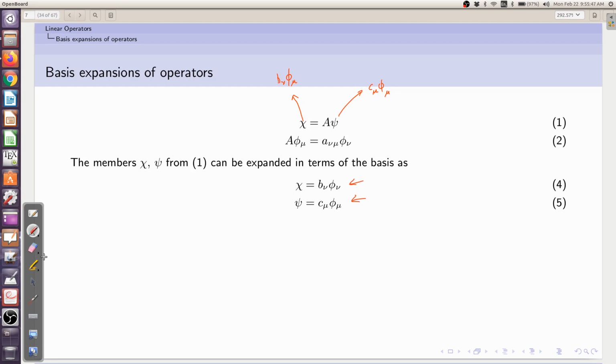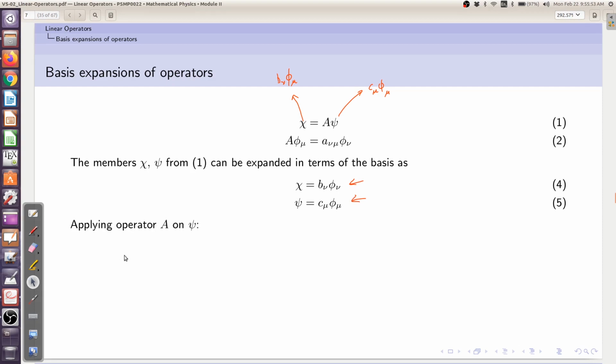So chi and psi we are expanding in terms of the same basis, whichever is the basis of the same Hilbert space. So using that, we can expand it like this. So now let us operate this operator on this psi, because that's what we are doing over here. Let's now operate this operator A on psi. Okay, so we operate A on psi.